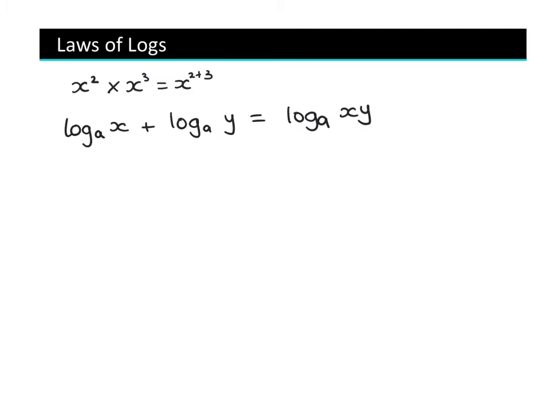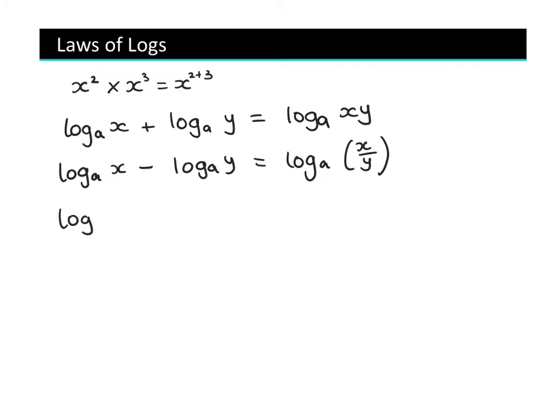Second law. Log to the base a of x minus log to the base a of y equals log to the base a of x divided by y. Third law. Log to the base a of x to the power of b is the same as writing b multiplied by log to the base a of x.